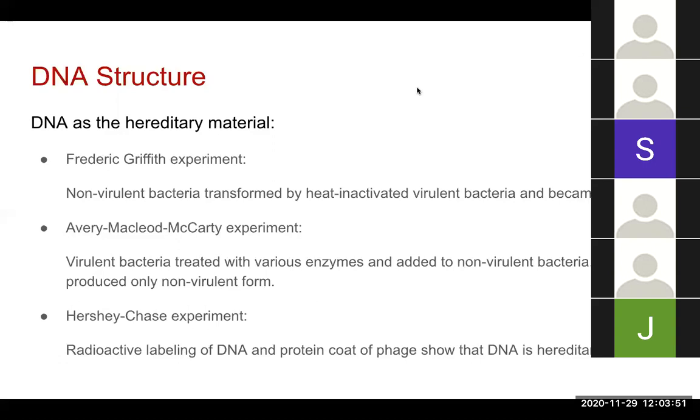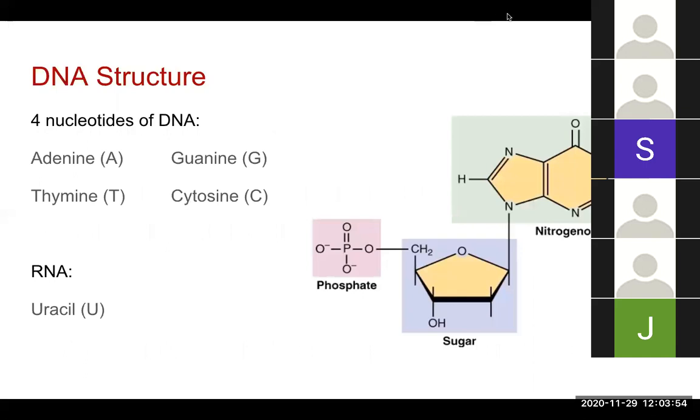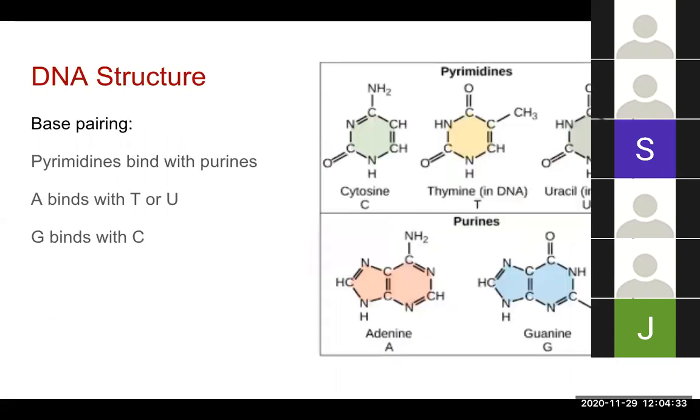So we'll go on. And just to recap, for DNA structure, there are the 4 nucleotides of DNA: adenine, guanine, thymine, and cytosine. And RNA has uracil. The main makeup of a nucleotide is the nitrogenous base, which can be any of those just mentioned, attached to the sugar and a phosphate group. And that's the basic structure of a nucleotide. The one that's going to be interchangeable is that nitrogenous base.